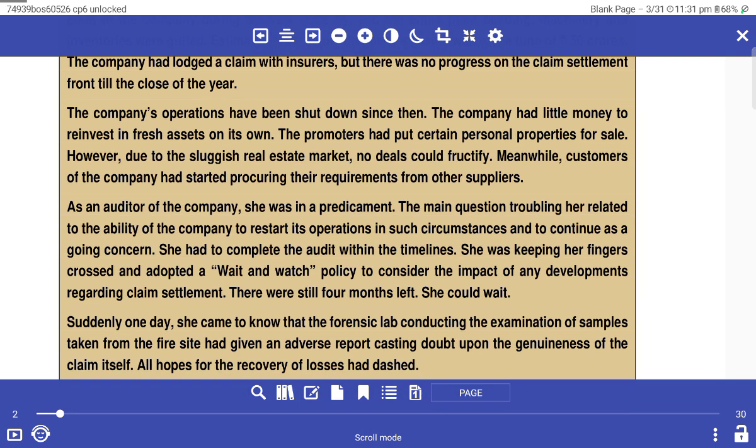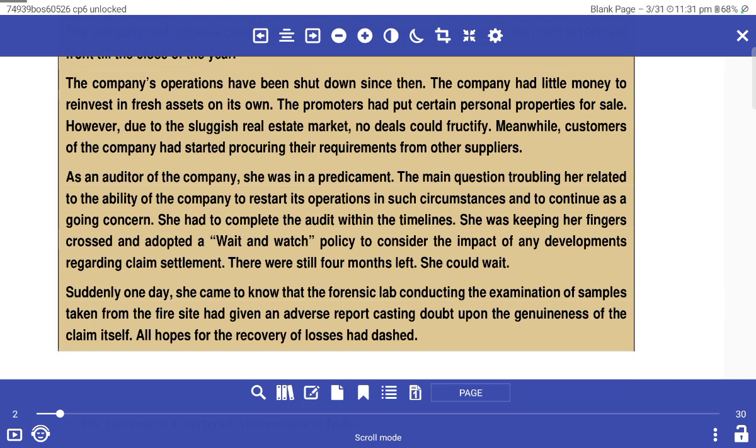The company's operations have been shut down since then. The company has little money to reinvest in fresh machinery. The promoters put certain personal properties up for sale. However, due to the struggling real estate market, no deals materialized. Meanwhile, the customers of the company started procuring their supplies elsewhere.